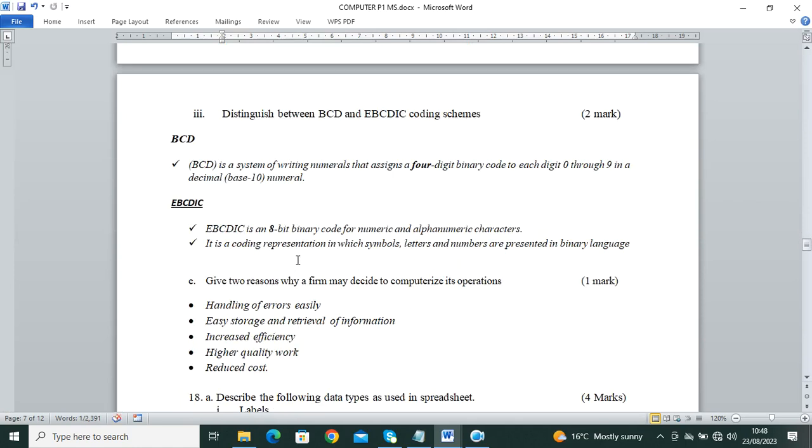Then we have the coding schemes. We have 3 coding schemes. We have BCD, EBCDIC, and ASCII. So BCD is 4-digit binary.